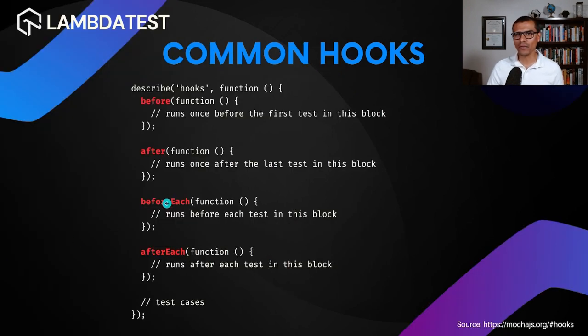And here we have some of the common hooks. The first one here is before. You would use this before hook to run any code before any test runs. Okay, this will run one time before all of your tests, or any test in your test suite. We also have after, and this one runs after all the tests are done. Okay, it also runs only one time.